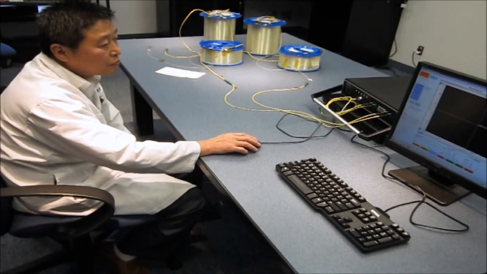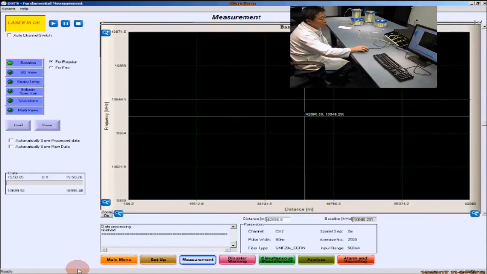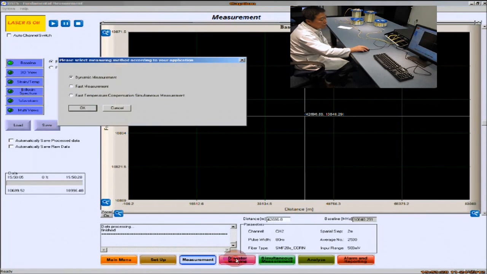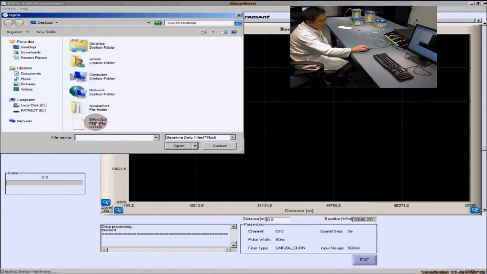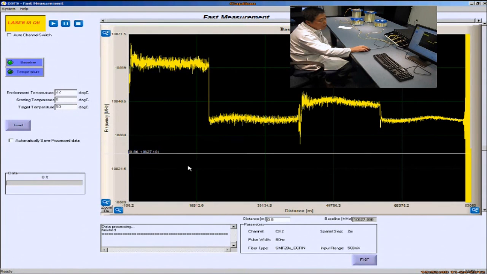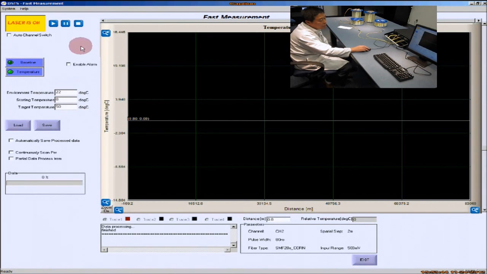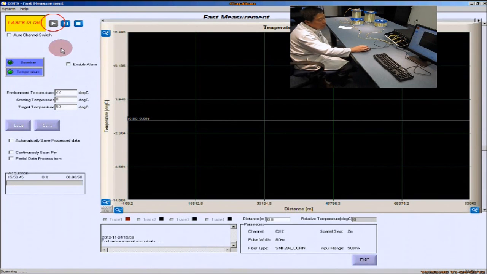Now, just to show how fast this system is, we're going to start over and take 2 readings, one without the hand and one with the hand. So we're starting from the beginning again, using the baseline we already recorded. So, we select disaster warning, fast measurement, and now we're going to load that baseline that we recorded. So we open it, we've loaded the baseline, we now select temperature, and we start making a measurement.